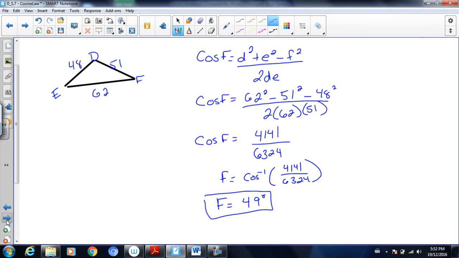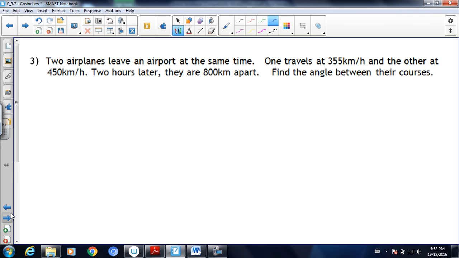Okay, let's move on to our last example, a word problem. Two airplanes leave an airport at the same time. One travels at 355 kilometers per hour and the other at 450 kilometers per hour. Two hours later, they are 800 kilometers apart. Find the angle between their courses.